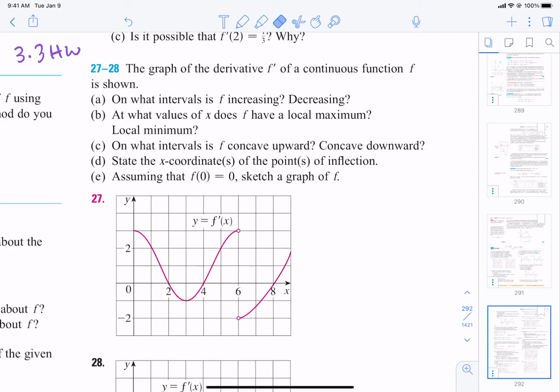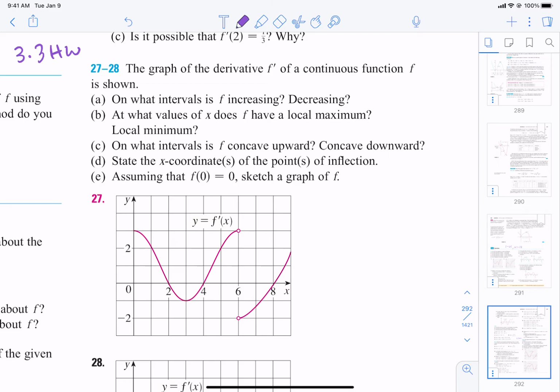At what values of x does the function have a local max or local min? On what intervals is it concave up or concave down? State the x-coordinates of the points of inflection. Assume that f of 0 equals 0. And then sketch a graph of f. Let's analyze what we know.